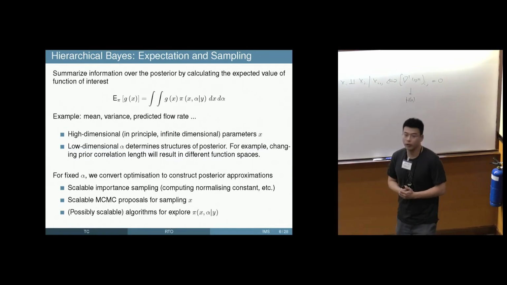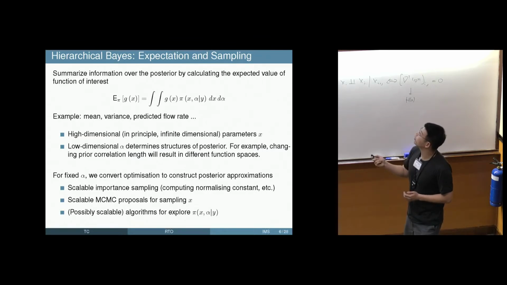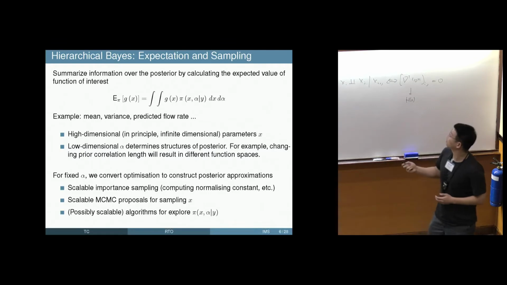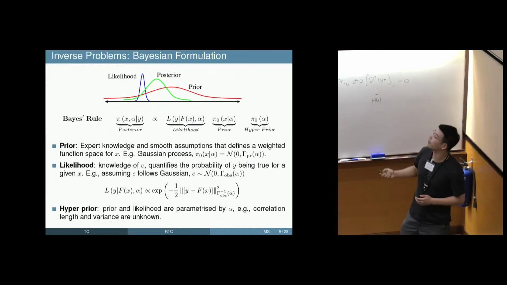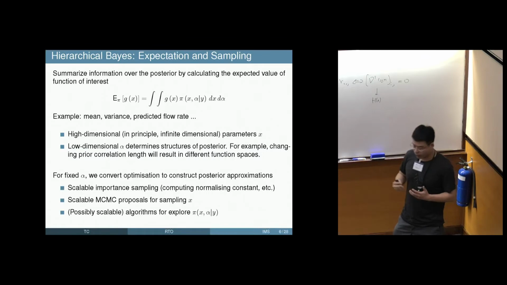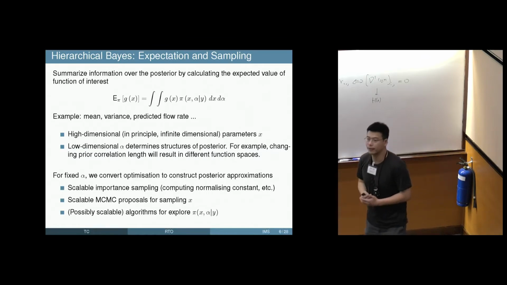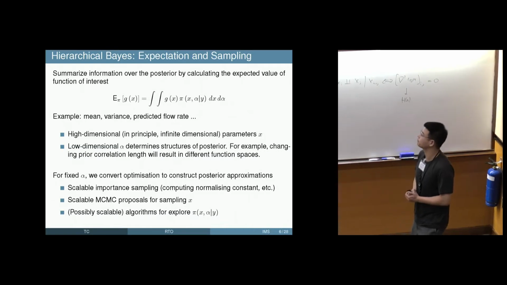So here our goal is basically we want to do two things. One thing, suppose we fix the hyperparameter alpha, so we have a standard Bayesian inference problem. Basically, we have a conditional posterior here. By fixing the hyperparameter alpha, we want to convert optimization methods into scalable posterior integration schemes.